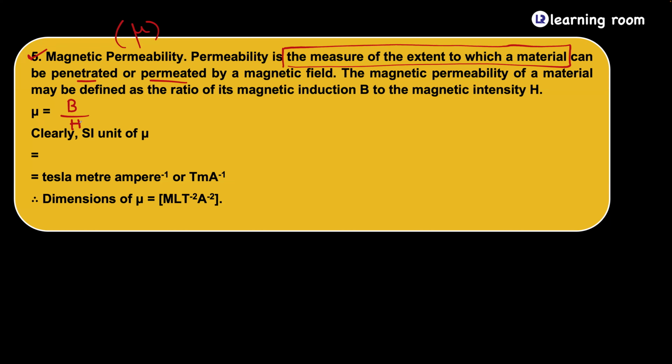So what is going to be the SI unit for it? It is going to be Tesla meter per ampere. And what are the dimensions for it? Dimensions of mu is M L A minus 2. Is it clear?